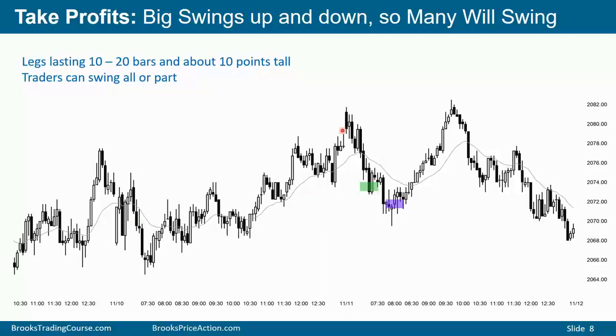When the legs up and down are big like this, lasting 10, 20, or 30 bars up and down, covering a lot of points, traders can swing part of their position or all of their position because there's enough profit for them to make a swing up.